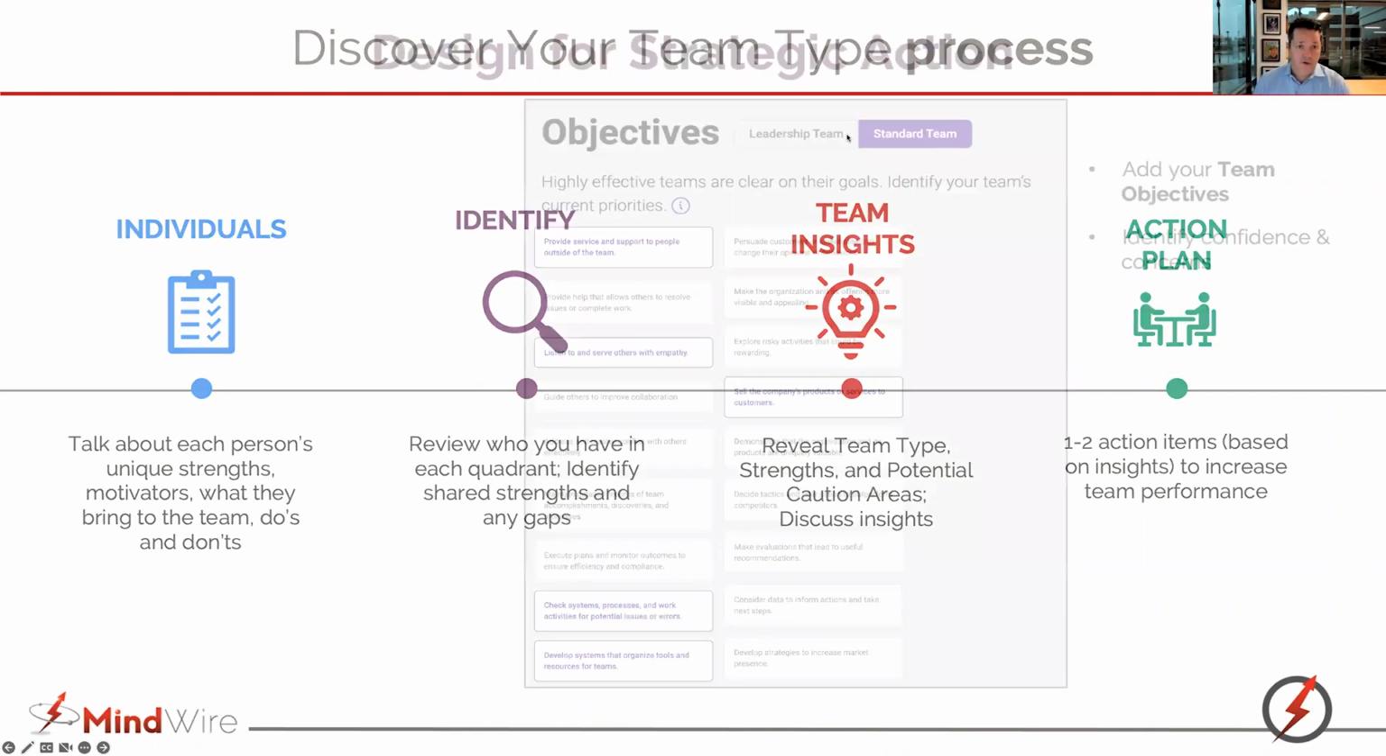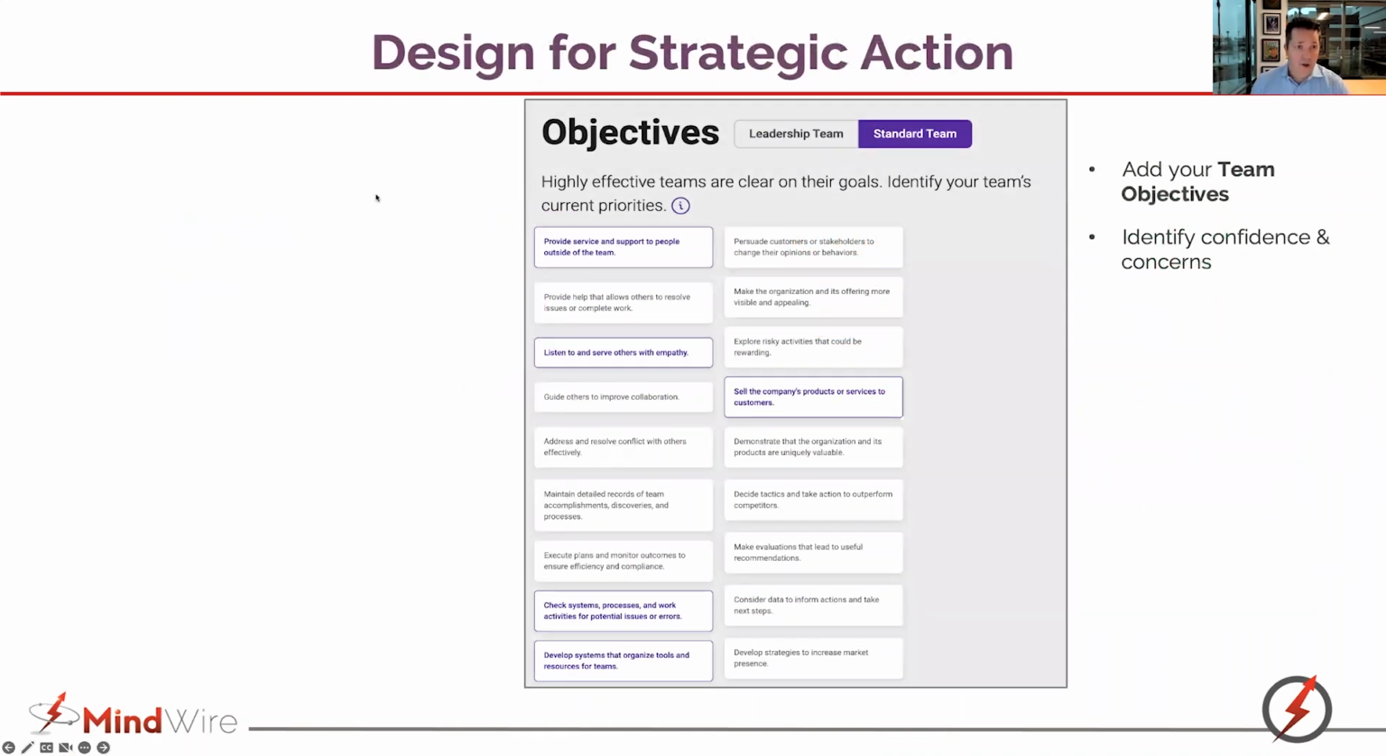Second part is called design for strategic action. So same team, but now you're going to look at the team's goals or goal, right? What are the things we have to deliver this year? Every team has some goals, right? And what you're going to do is look at, in the software, it gives you this list of objectives. Objectives is just another way to say, what are the things this team needs to be good at in order to achieve the goals? And you could look at your 3, 4, 5 most important goals collectively, you could look at one goal and say, we just want to focus on one goal.